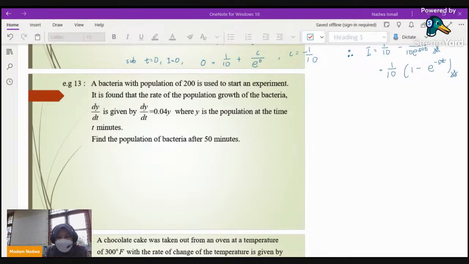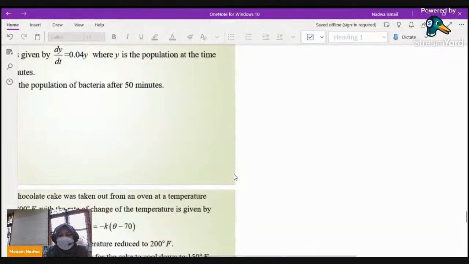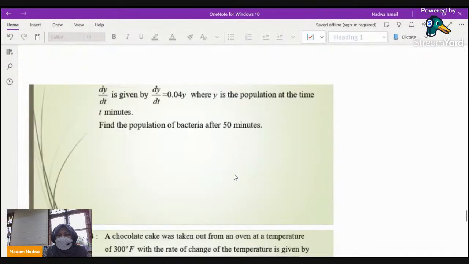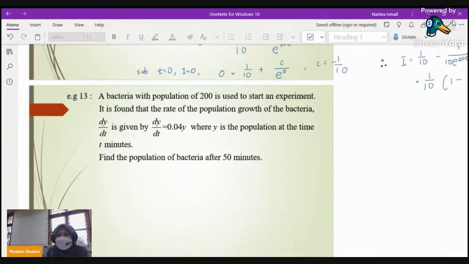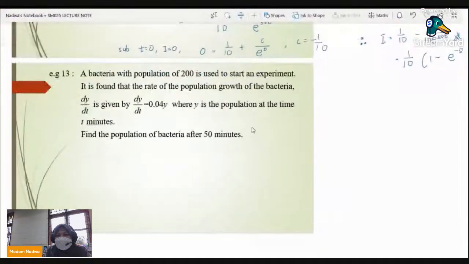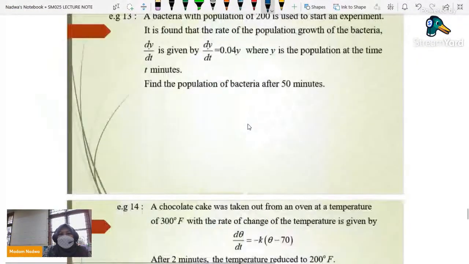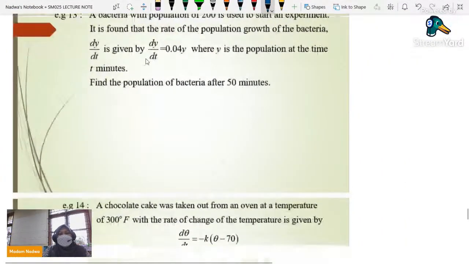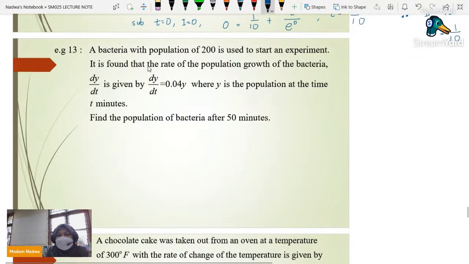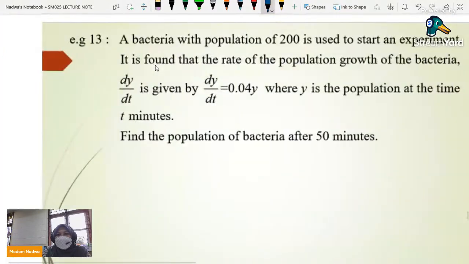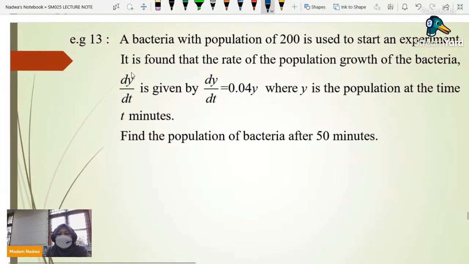Alright, so kita pergi kepada example seterusnya. Example 13. This is a very easy example. Kalau tadi kita pakai integrating factor, so kita tengok soalan ni, kita boleh pakai separable variable dengan mudahnya. Alright. A bacteria with population of 200 is used to start an experiment. It is found that the rate of the population growth of the bacteria dy dt is given by dy dt equals to 0.04y, where y is the population at the time t minutes.